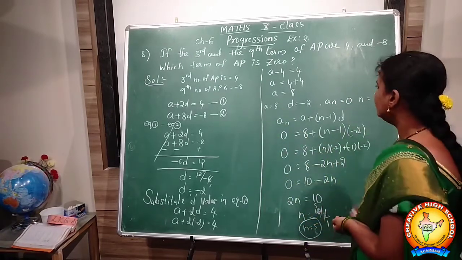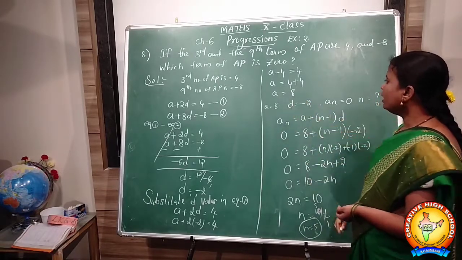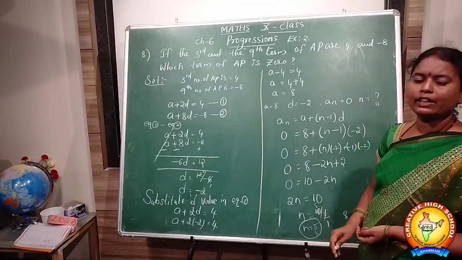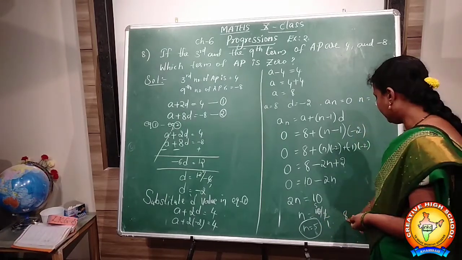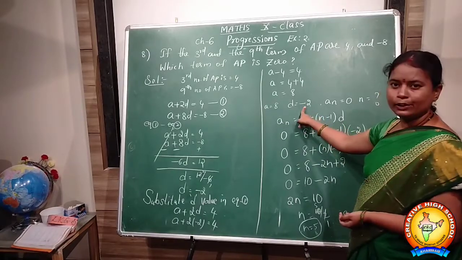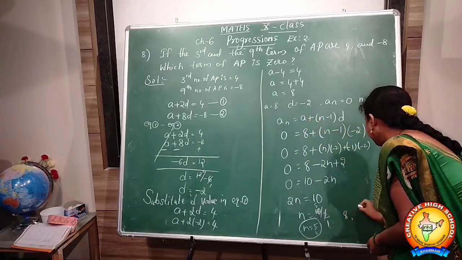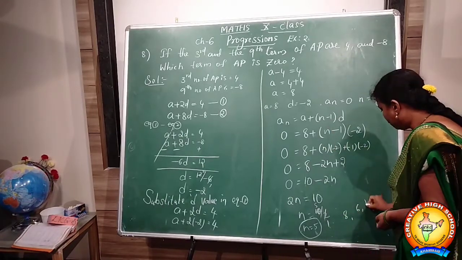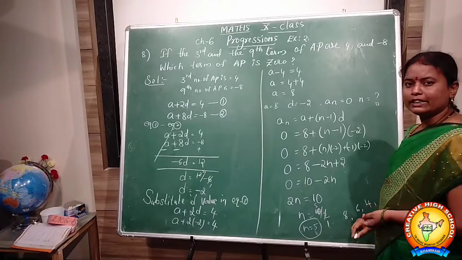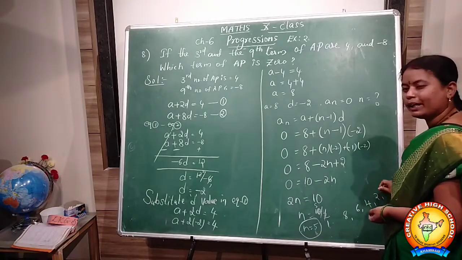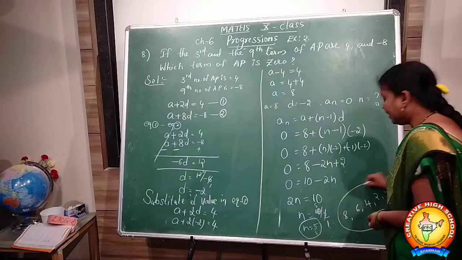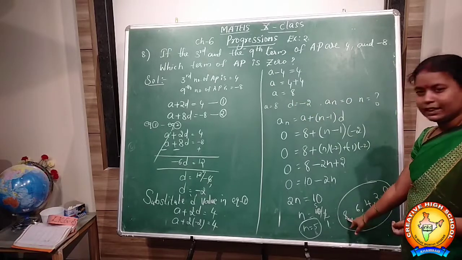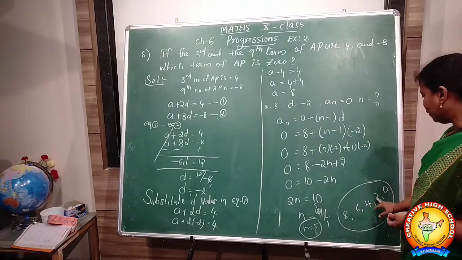Okay, do you understand? So let us write, A value is 8. So the first number is 8. A value is nothing but the A1 value. So the first number is 8. D value is minus 2. So 8 minus 2 is 6. 6 minus 2 is 4. 4 minus 2 is 2. 2 minus 2 is 0. See, if you observe the AP series according to this information, what are the numbers in the AP series? 8, 6, 4, 2, 0.